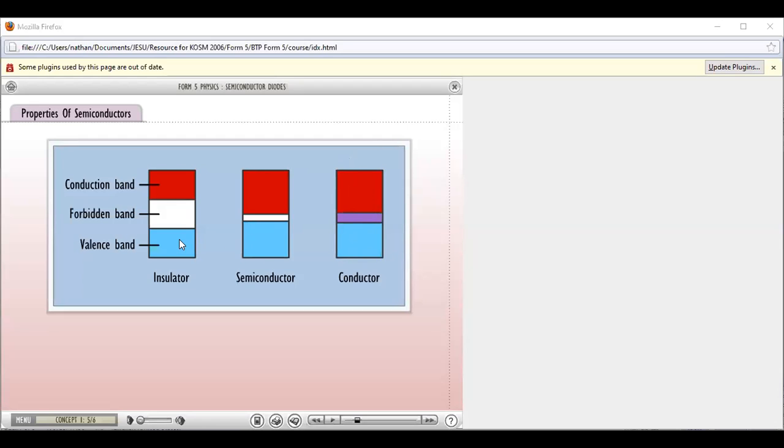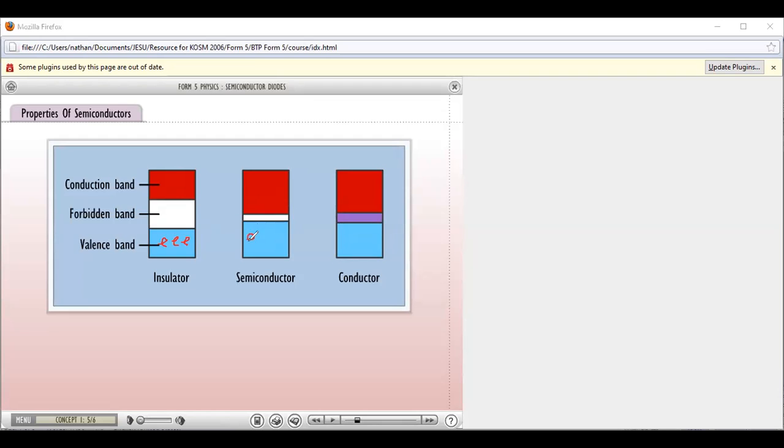Now for an insulator, between the valence band and the conduction band there's a forbidden band. There's a very huge gap between the valence band and conduction band. So it's very difficult for the electron to jump to the conduction band because this gap is very high. Whereas for a semiconductor, you can see that the forbidden band is very small. The gap is very small.